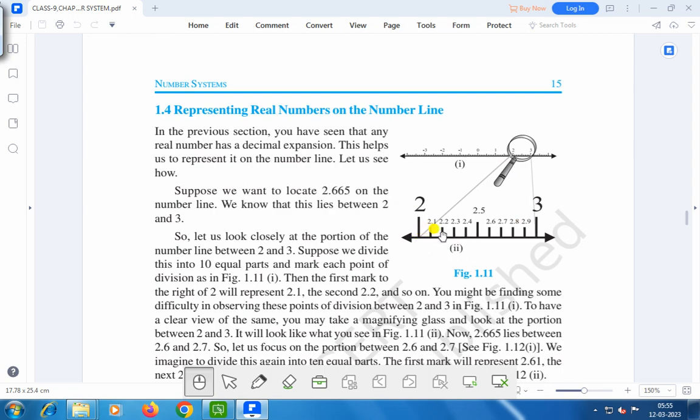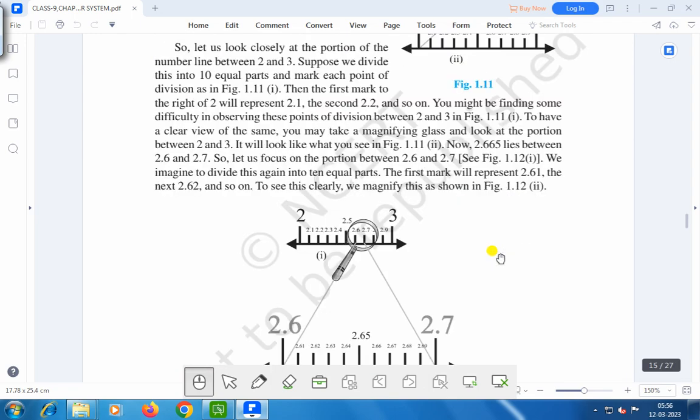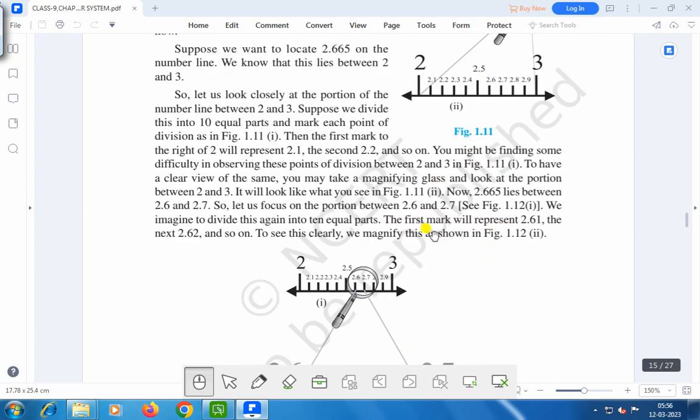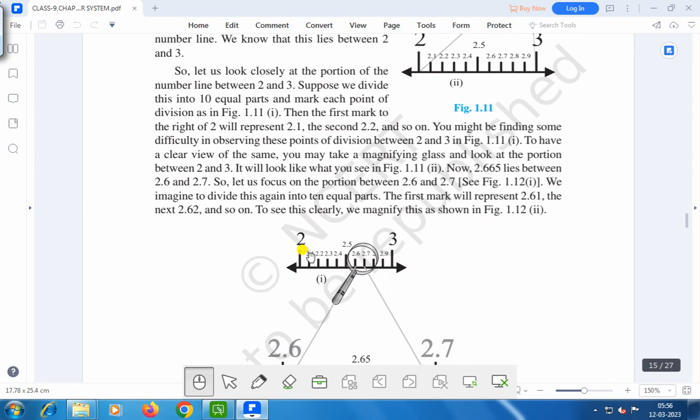This is 2.1, 2.2, 2.3, 2.4, 2.5, 2.6, 2.7, 2.8, 2.9, and this is 2.5. That is, after magnifying we get this number, 2.5. Now again, if we extend the interval around 2.3, we get the numbers 2.6 and 2.7. You have to find a number between 2.6 and 2.7.